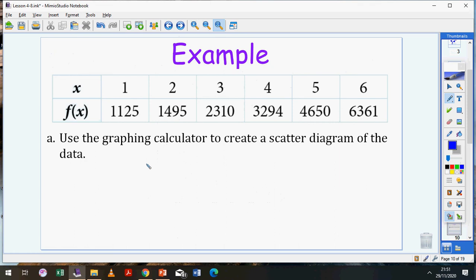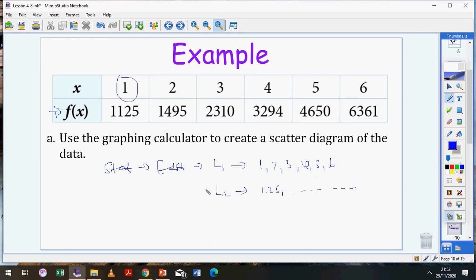Using your graphing calculator, try to create a scatter diagram of this data. What you're going to do is go to your graphing calculator, go to the start editor, right? Go to L1, and in L1, punch in all these values: 1, enter, 2, enter, 3, enter, 4, enter, 5, enter, 6, enter. Then go to L2, and punch in all the values for f of x: 1, 1, 2, 5, enter, and so on until you punched all of them in.